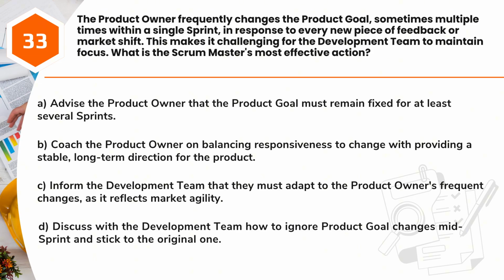A. Advise the product owner that the product goal must remain fixed for at least several sprints. B. Coach the product owner on balancing responsiveness to change with providing a stable, long-term direction for the product. C. Inform the development team that they must adapt to the product owner's frequent changes, as it reflects market agility. D. Discuss with the development team how to ignore product goal changes mid-sprint and stick to the original one.